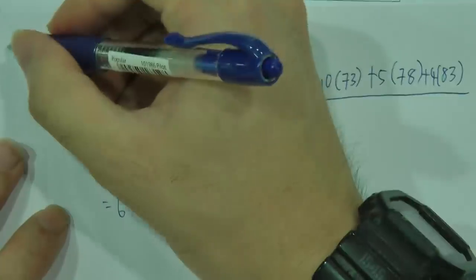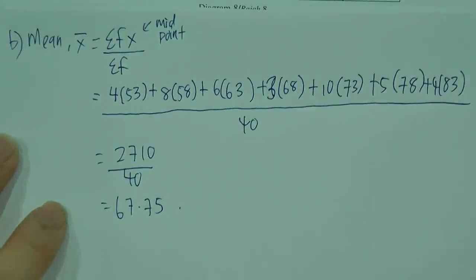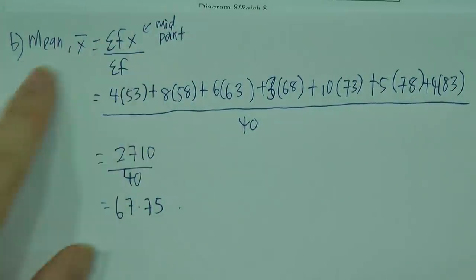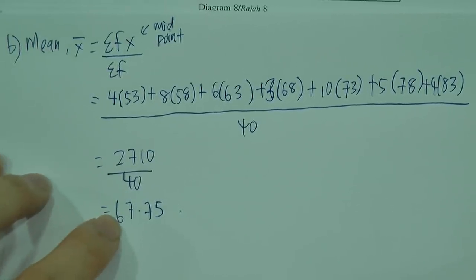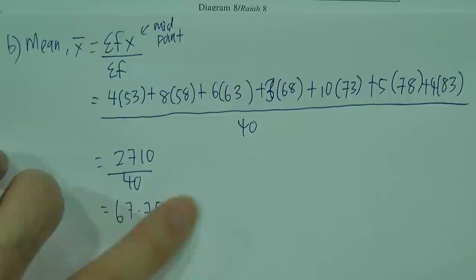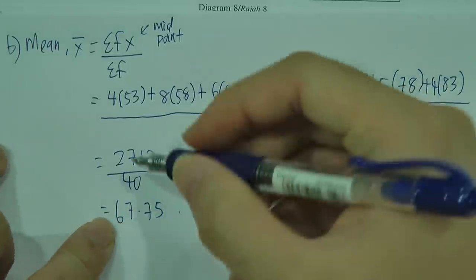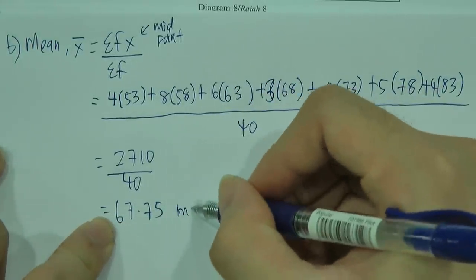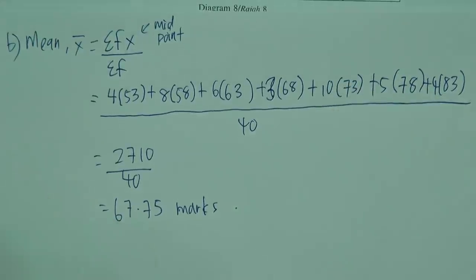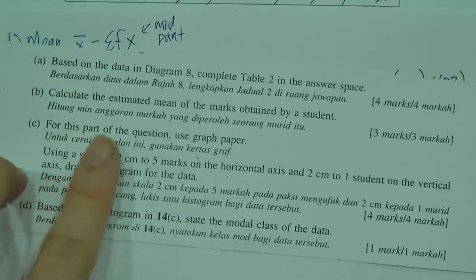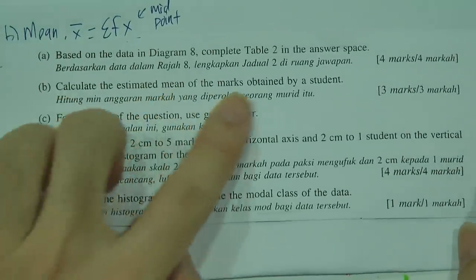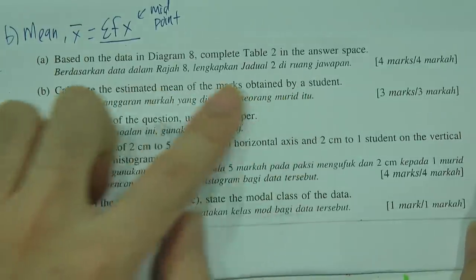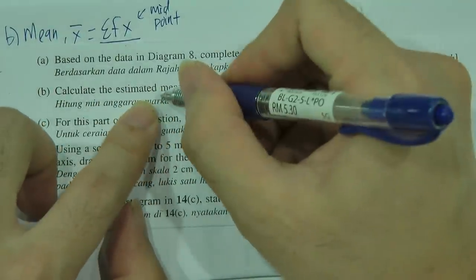As for part B, mean means average. Every student, 40 students in this exam, on average they will get 68 marks. So the average will be 67.75 marks. Alright, this is the meaning for this one. He says calculate the estimate mean of the marks obtained by the students. So this means he asks you to find the mean.